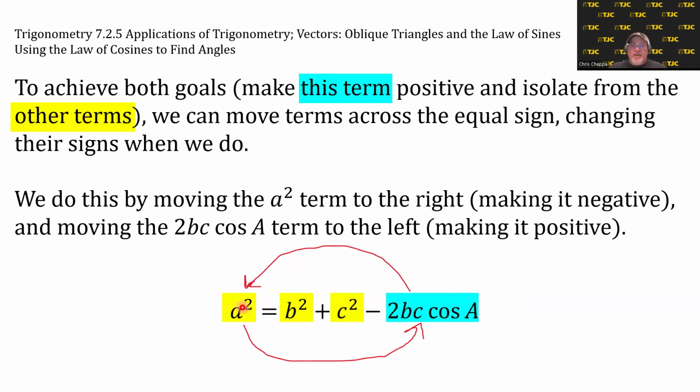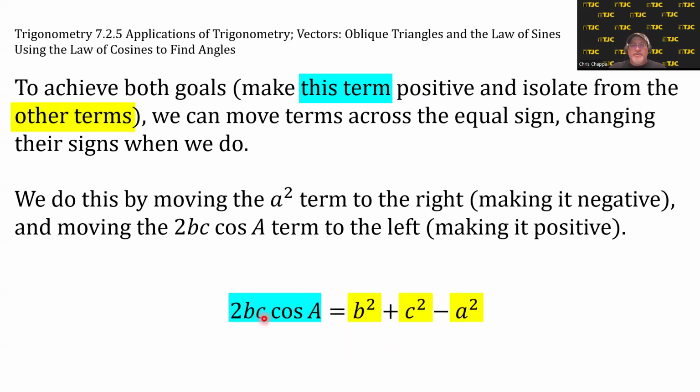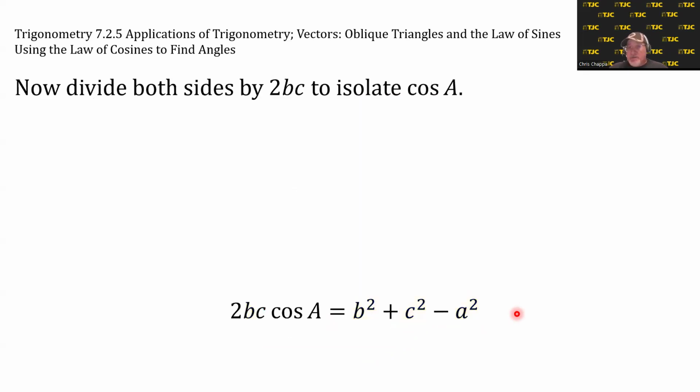We do this by moving the a squared term to the right, which will make it negative, and simultaneously moving the 2bc cosine A term to the left. The motivation behind this is I want the thing in blue to be positive, so I'm going to put it on the left, which means everything else needs to go to the right. And when we make this switch, our equation becomes 2bc cosine of A equals b squared plus c squared minus a squared. Gets us closer to solving for A, because now all we have to do is divide both sides by 2bc to isolate cosine of A.